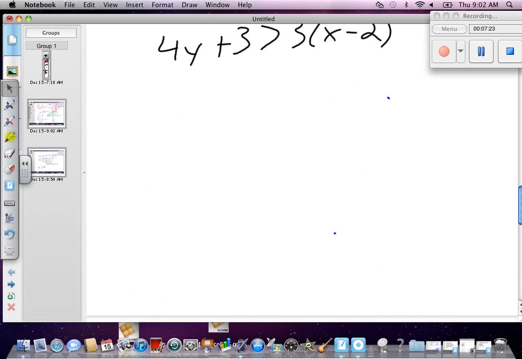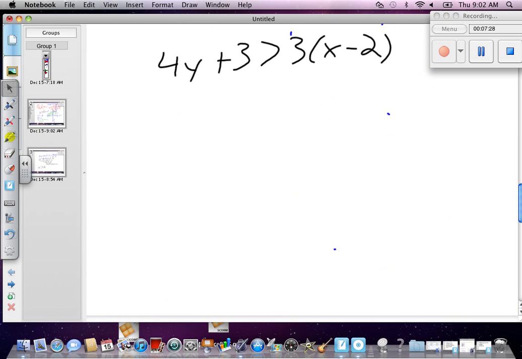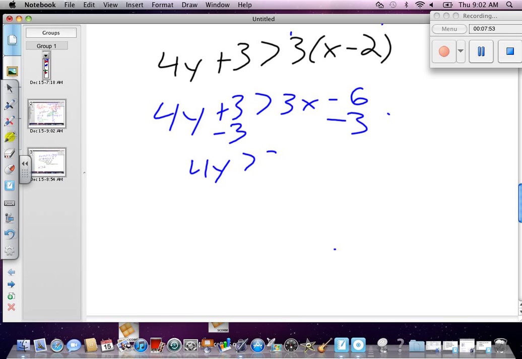4y plus 3 is greater than 3 times x minus 2. Somebody tell me what the first step would be for this problem. Distribute. So I get 4y plus 3 is greater than 3x minus 6. What do I want to do next? I want the y to end up by itself, so what am I going to do? Subtract 3 from both sides. And I'm left with 4y is greater than 3x minus 9.